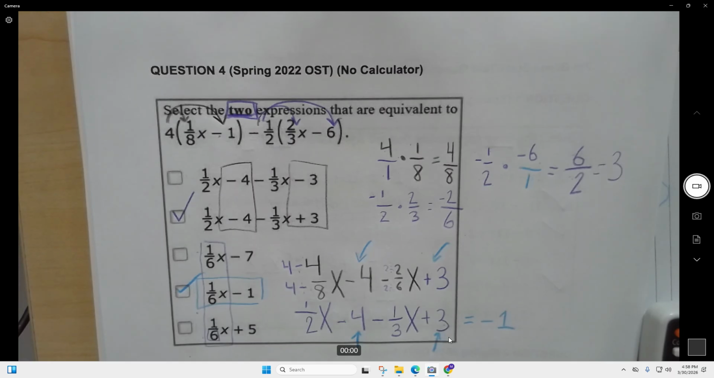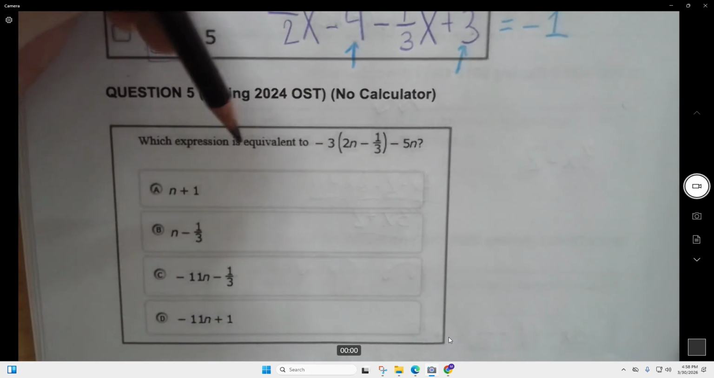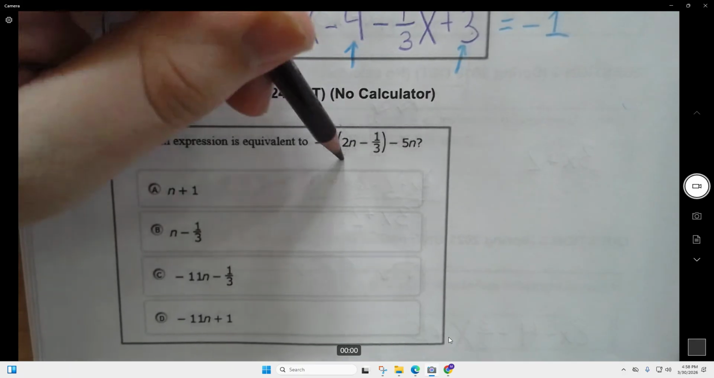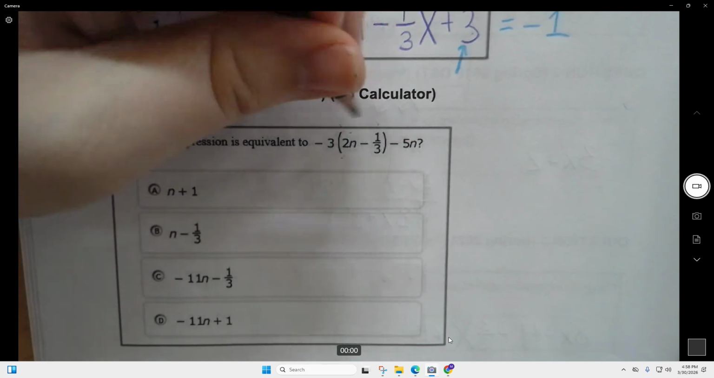So then we have question number 5. Once again, no calculator allowed. They like having you do these equations and expressions ones without a calculator. Which expression is equivalent to -3 times 2n minus 1/3 minus 5n? Well, let's distribute.